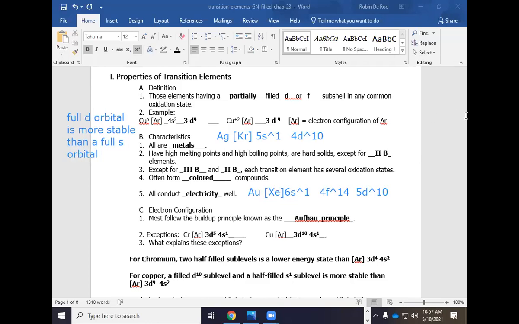Yeah, so if you have the option, then yes, you want to have a full D orbital. It has to do with a more stable and lower energy state. If you have a lower energy state, that's where you go. Whenever you have the option of getting to a lower energy state, go there. If you have an option of getting a full D or a half full D, go there.